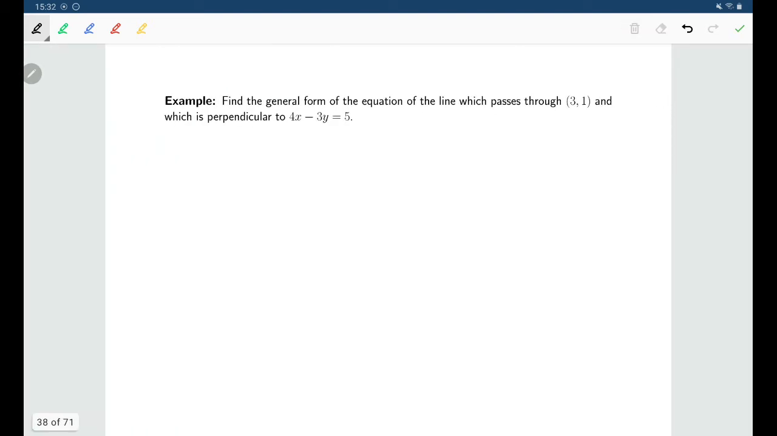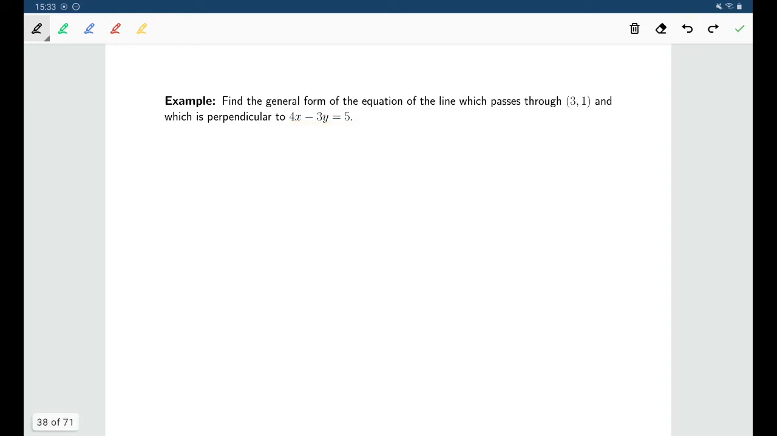So let's do that here. We want to find the general form of the equation of a line that passes through this point, (3, 1), and it has to be perpendicular to this line that we've been given. So my plan here is, if it's going to be perpendicular to the line that I've been given, then I need to know what's the slope of that line.